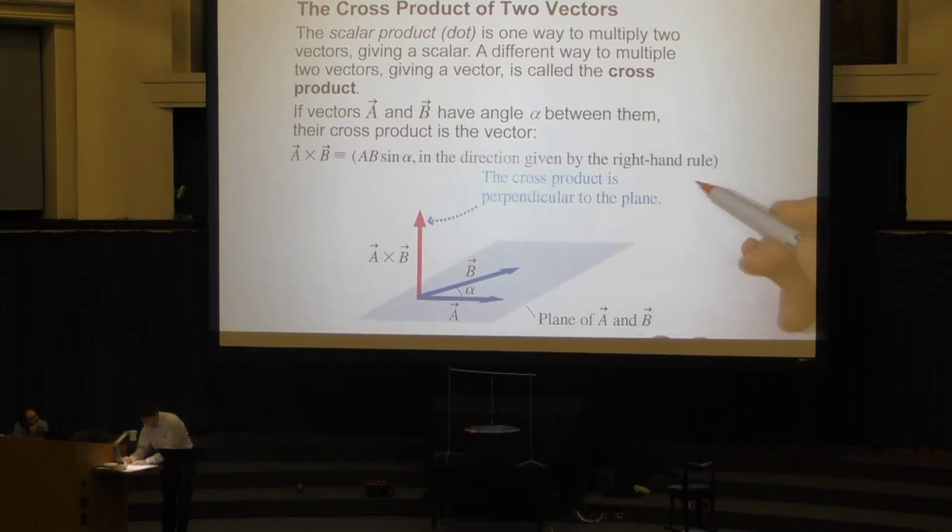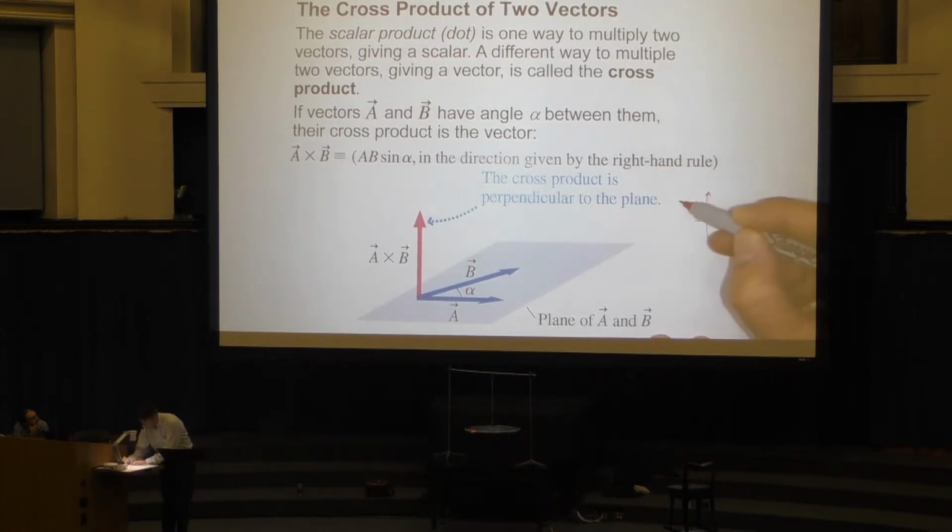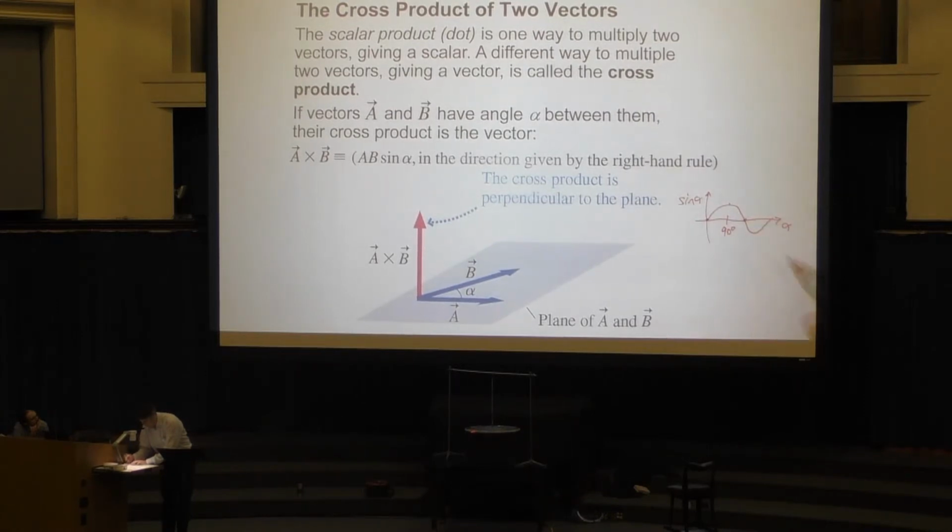And remember that sine, this is alpha, goes like this. So it's actually maximum at the 90 degrees, or 270, but 0 when they're parallel or anti-parallel, at 0 or 180. And you use the right-hand rule, so that red vector is perpendicular to both of the blue vectors, red being the cross product and blue vectors being the two things you're producting.